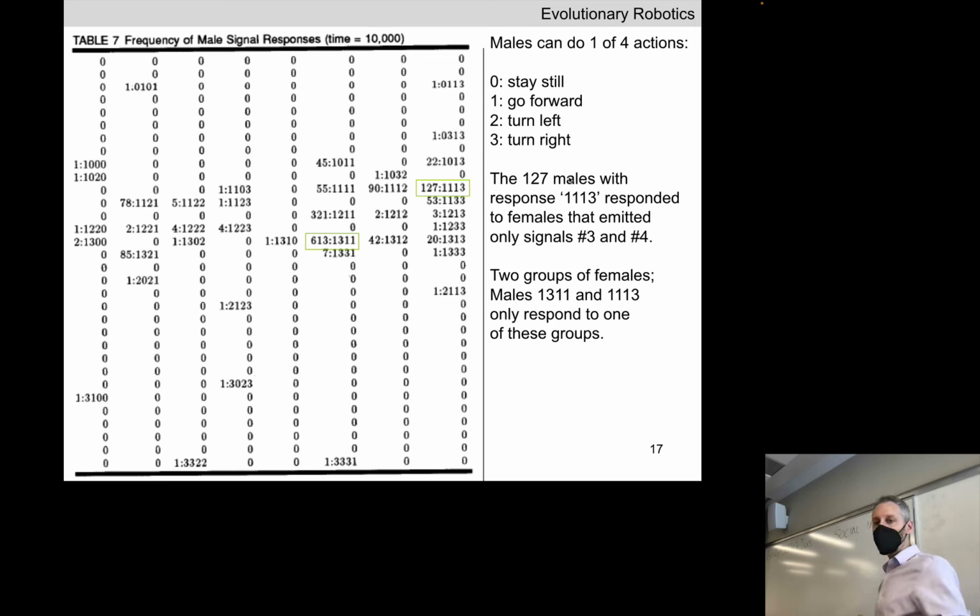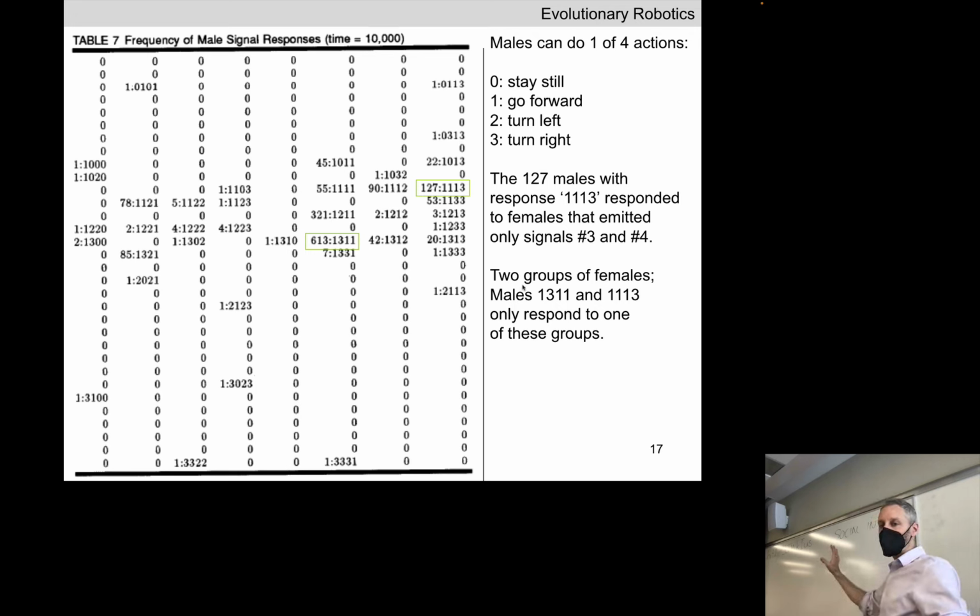So we have 127 males with this response, 1113. They respond to females that emit only signals 3 and 4. So we're just going to focus on these two groups of males that are doing different things. These are probably not genetically related males, right? These are males and descendants and descendants and descendants. Two different groups of males that are doing different things.